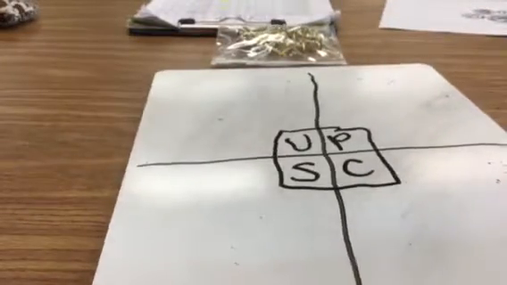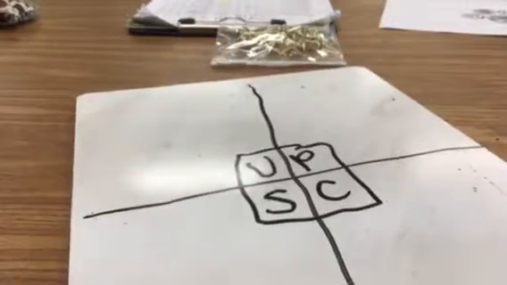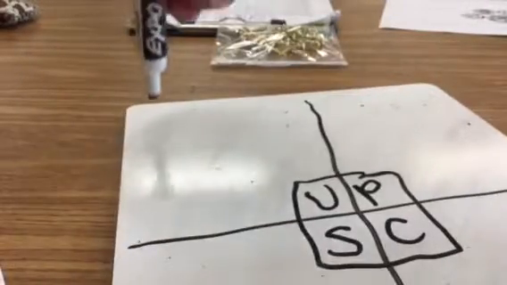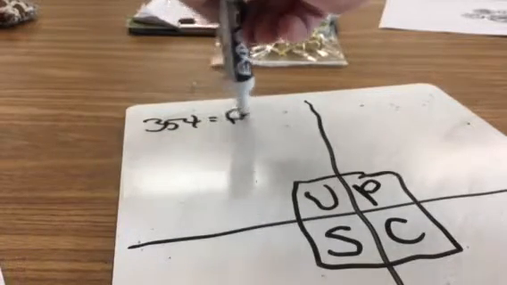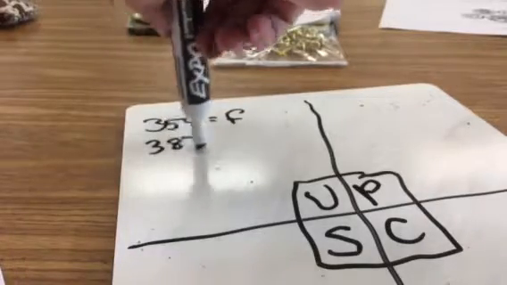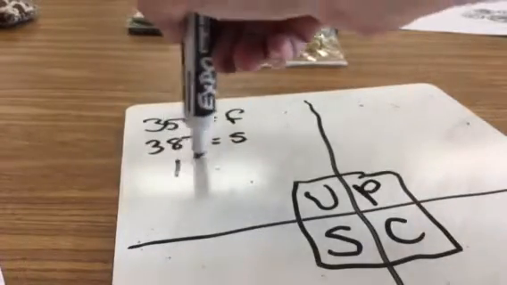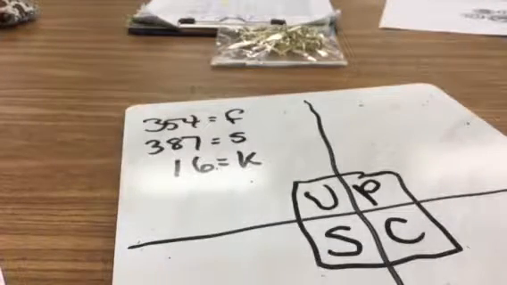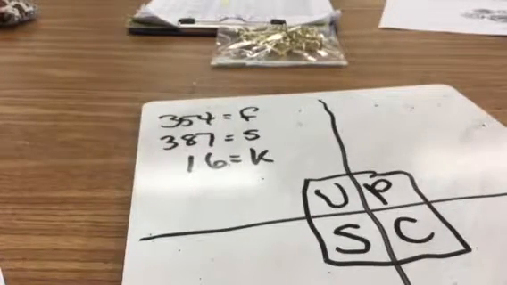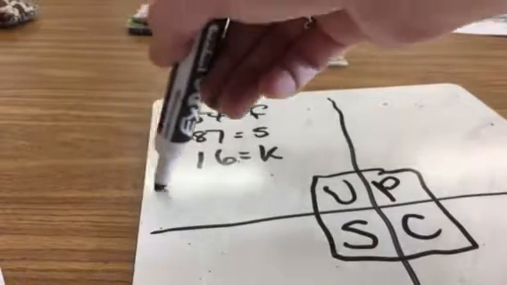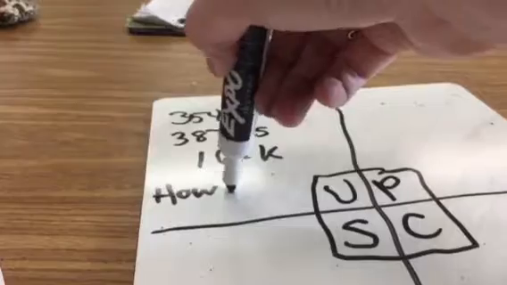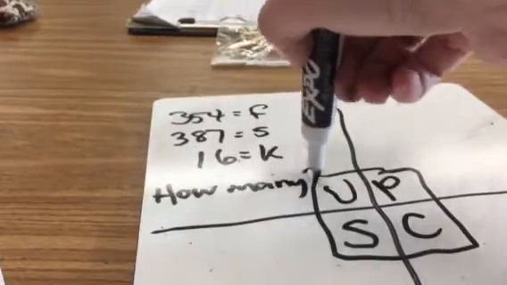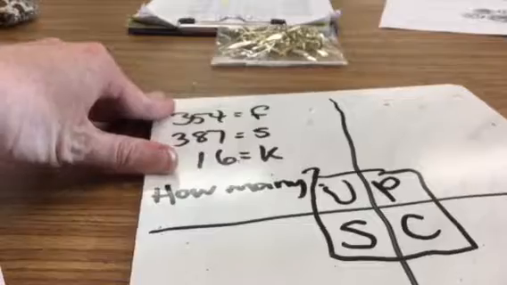I'm going to start with the first sentence. Patrick was counting silverware in the cafeteria. Nothing really important for me there. Second sentence, there are 354 forks, 387 spoons, and 16 knives. The third sentence says, how many pieces of silverware are in the cafeteria? We know that questions are always important. Silverware is things like forks, spoons, and knives. So it's asking us how many pieces of silverware, meaning how many of these.